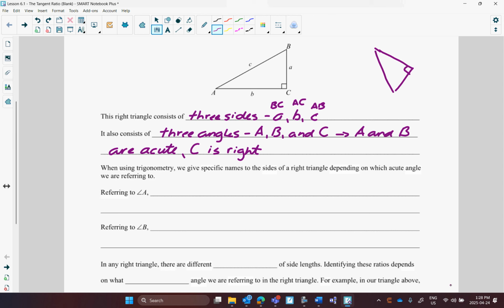So we're still going to use the word hypotenuse. But we're not going to use legs anymore. We're going to use two different words. And what words are we going to use? It all depends on what angle, acute angle, we're talking about. So if we're talking about this acute angle here, and we'll use different colors.